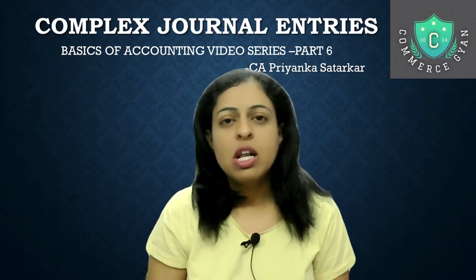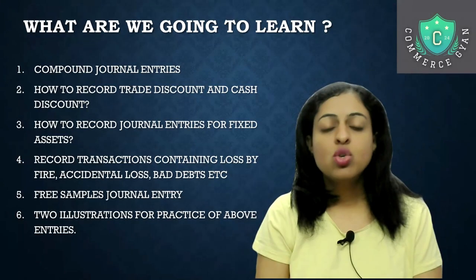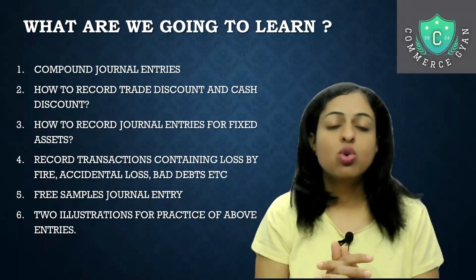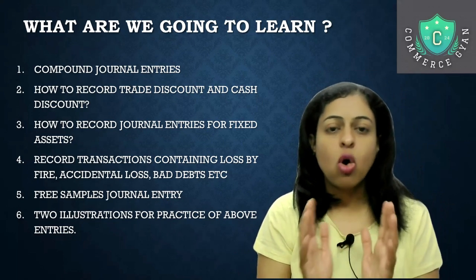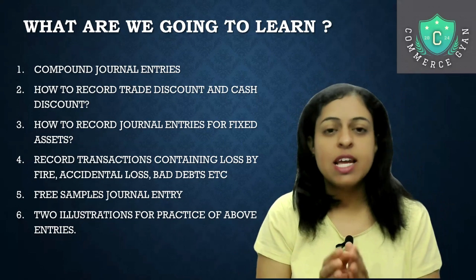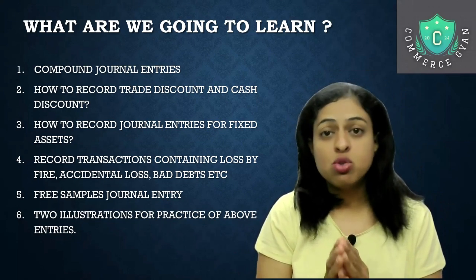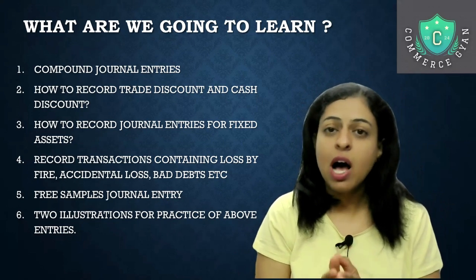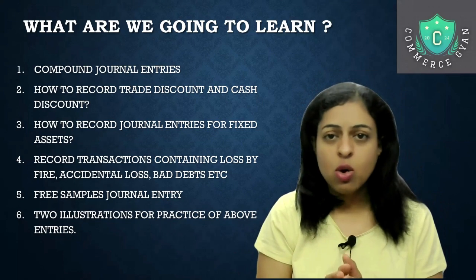Fine. So let's proceed to understanding complex journal entries. So what are we going to learn today? Today we are going to learn first of all compound journal entries, right? In the complicated journal entries, one type is the compound journal entries. Then we will be dealing with discount entries. And discount is of two types, trade discount, cash discount. We learn how to note these in the journal. Also calculations, how they are done of trade discount and cash discount.